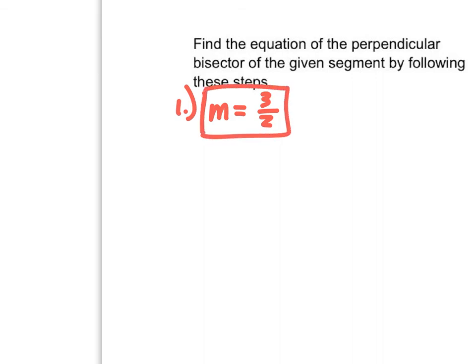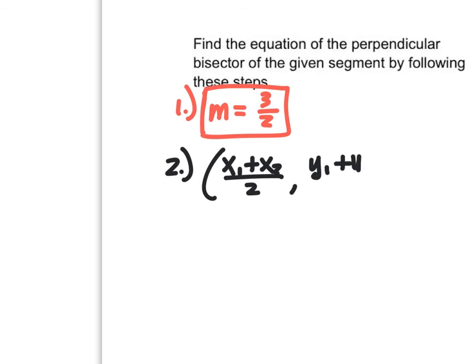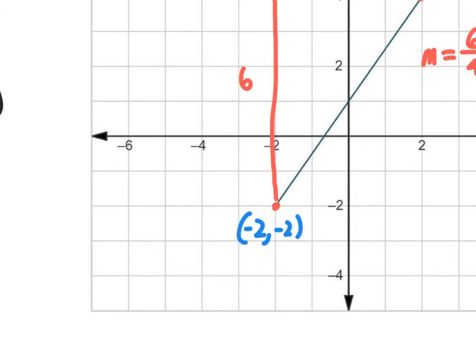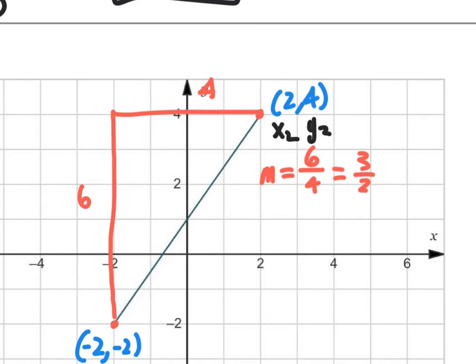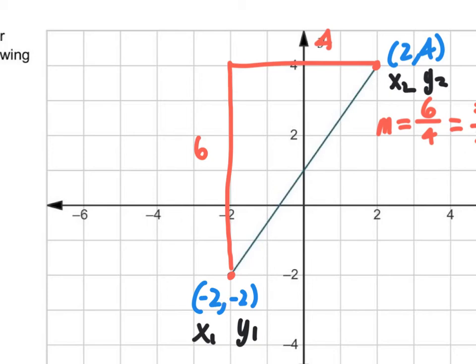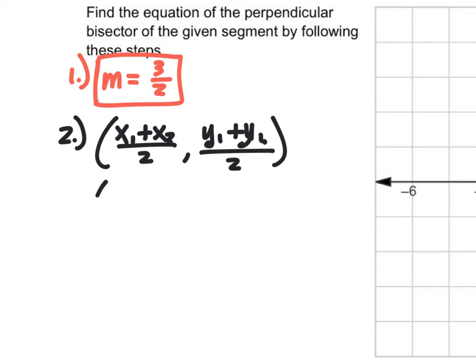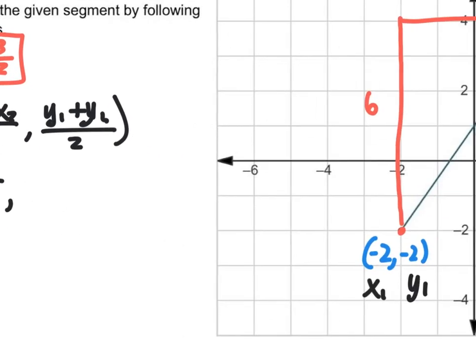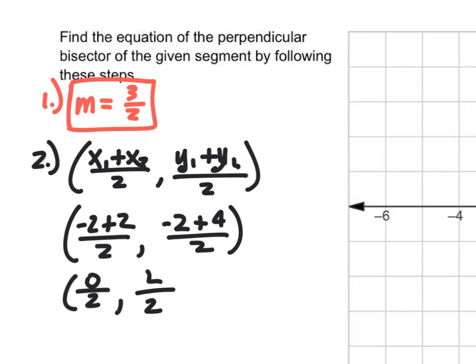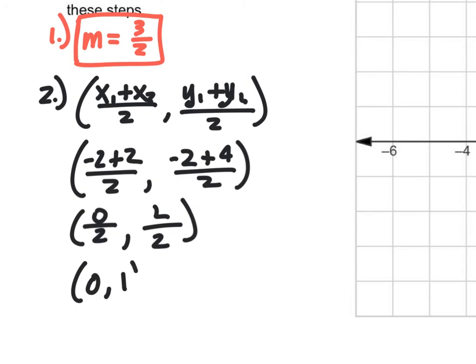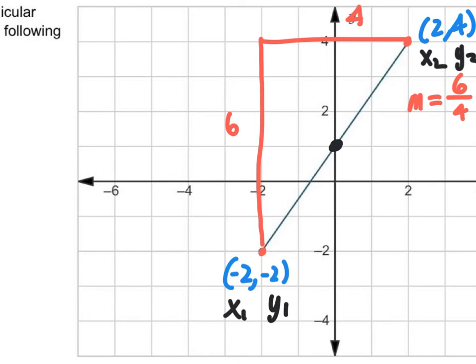Now in step 2, let's calculate our midpoint. That's going to be (x sub 1 plus x sub 2) over 2, comma, (y sub 1 plus y sub 2) over 2. I'm going to write this point as x sub 1, y sub 1, and this point over here is x sub 2, y sub 2. Here's what I've got: (-2 plus 2) over 2, comma, (-2 plus 4) over 2. Evaluating, -2 plus 2 gives 0 over 2, comma, -2 plus 4 gives 2 over 2. When I simplify this, I get the point (0, 1). That point is right here, and that's my midpoint.